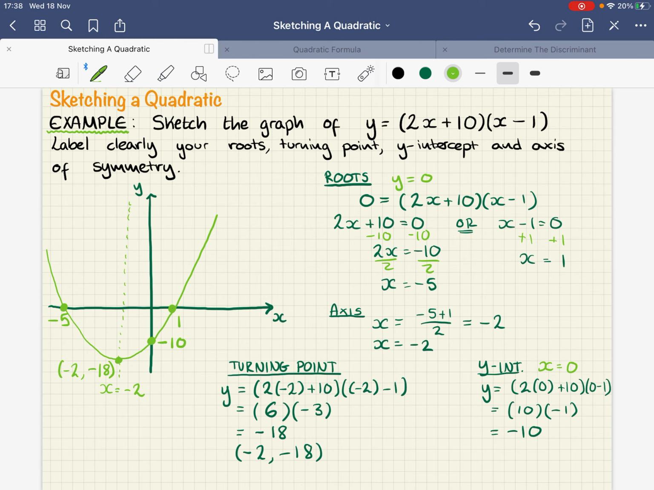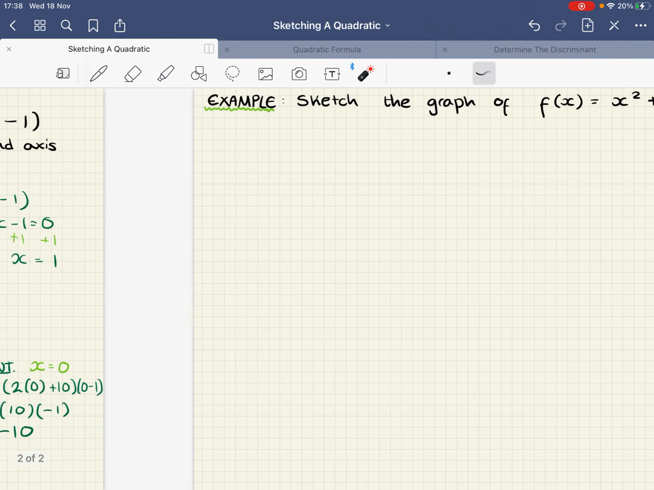And there I have all my bits of information. I have my roots, I have my turning point, I have my y-intercept, and I have my axis of symmetry going down the middle. So let's take a look at one more example quickly.